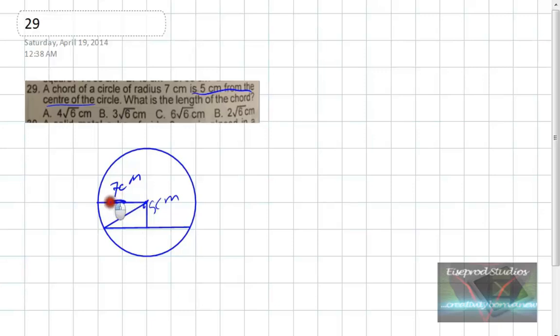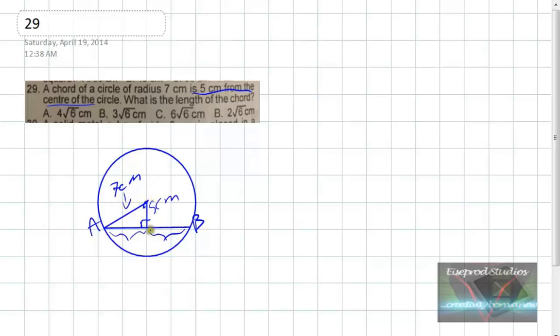Okay, that's 7 centimeters as well. What they are interested in is the full length of this chord. We'll call it chord AB. We can easily find the length of half of the chord, because this forms a perpendicular bisector right here. Once we find the length of this, we can find the length of this, and we can add the two.